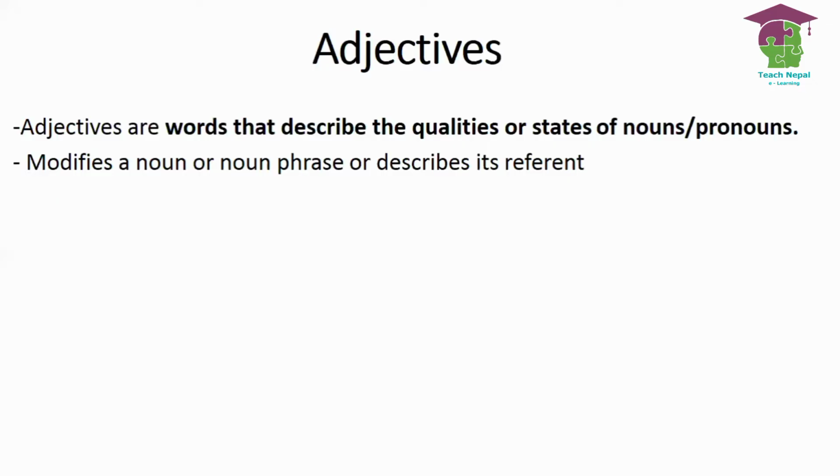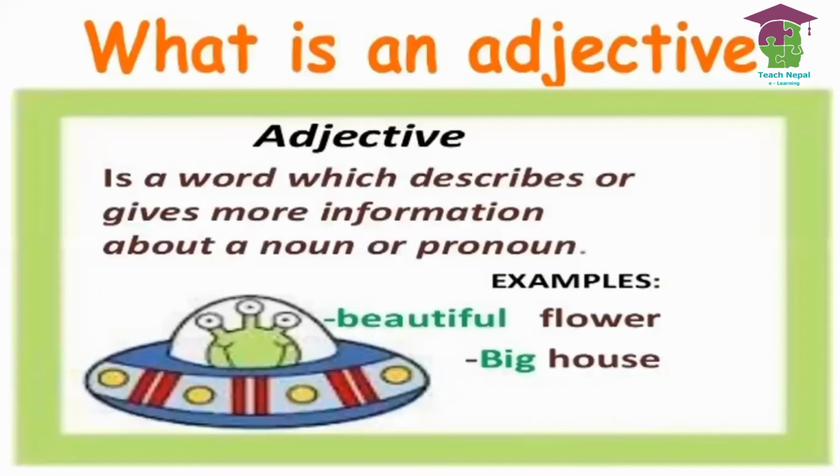For example, beautiful girl, right? Small house. So girlलाई चाहिँ describe गर्ने काम गर्यो र हाउसलाई describe गर्ने काम गर्यो. In this way, adjectives describe or define, modify the noun or pronoun. So an adjective is a word which describes or gives more information about a noun or pronoun. Examples: beautiful flower, big house. So here, beautiful and big are the adjectives because these words modify or describe the nouns, like flower and house.